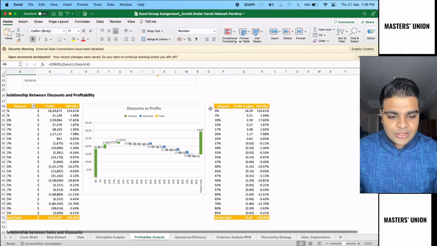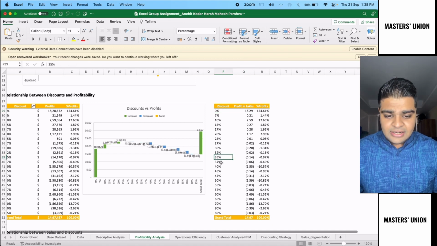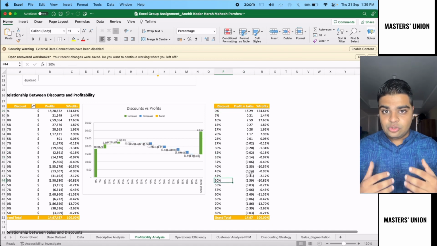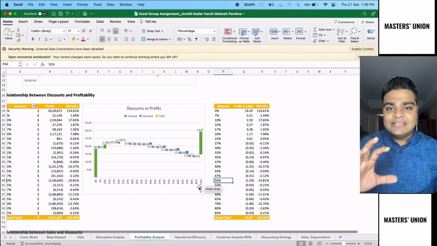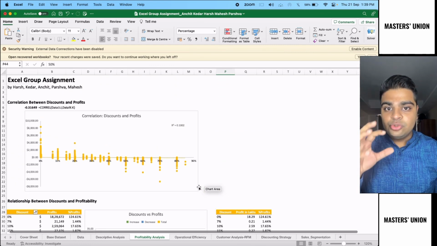As you can see over here, at 0% discount we have the maximum profit of 18.2 lakhs. The higher the discount that we start giving, we start incurring losses on our portfolio. So this is the analysis, and this is the relation that we identify through correlation.